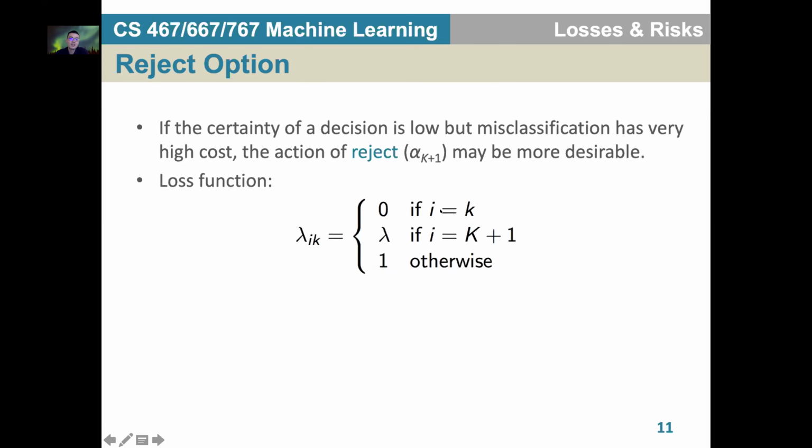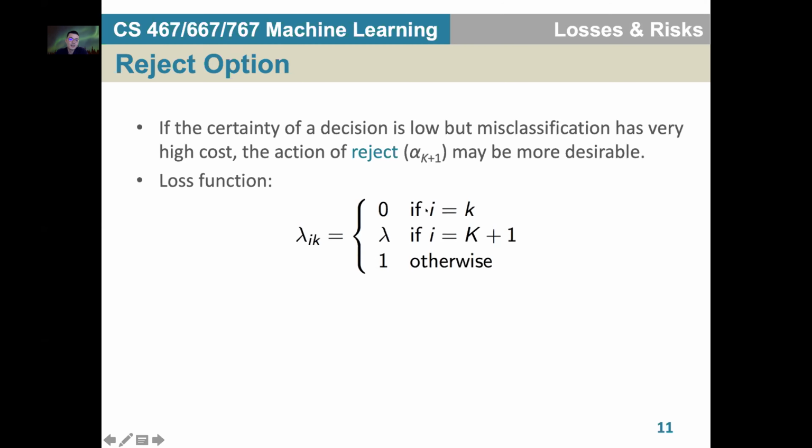So if I equal to k, then our weight is zero, because we have no loss. Otherwise, the loss is one because our prediction is wrong. Okay. But there are certain cases where you will not make a decision, right?